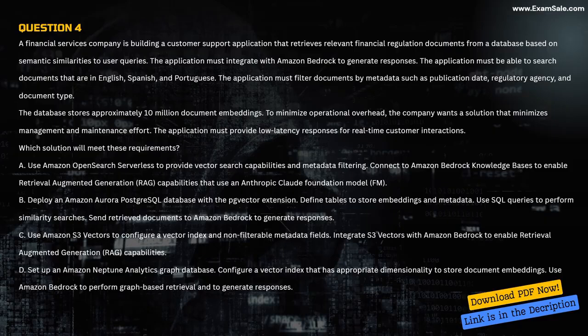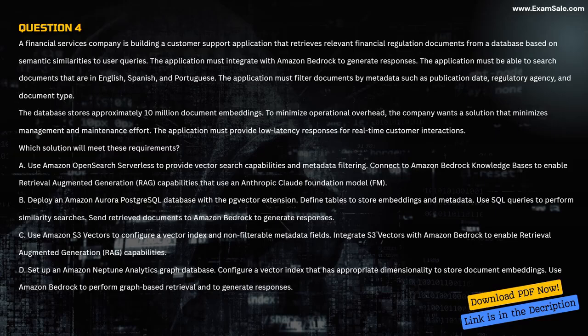The database stores approximately 10 million document embeddings. To minimize operational overhead, the company wants a solution that minimizes management and maintenance effort. The application must provide low-latency responses for real-time customer interactions. Which solution will meet these requirements?